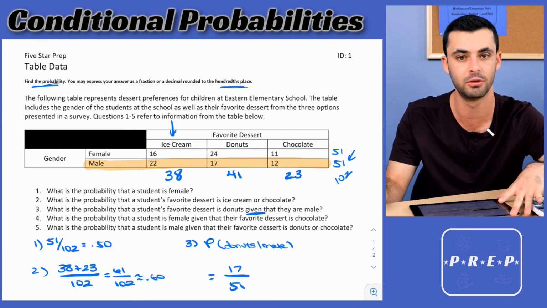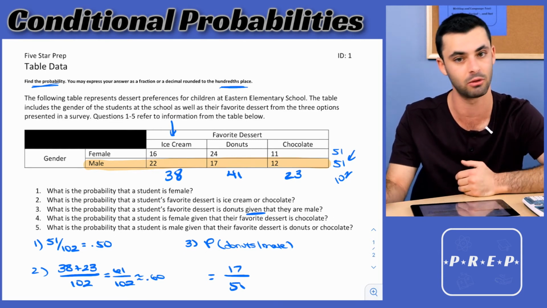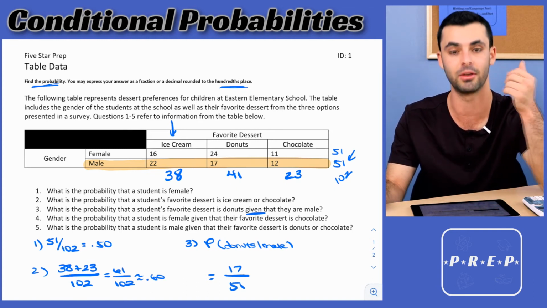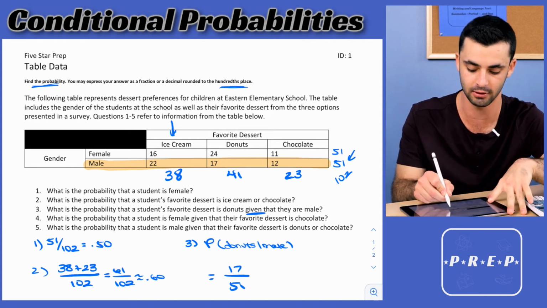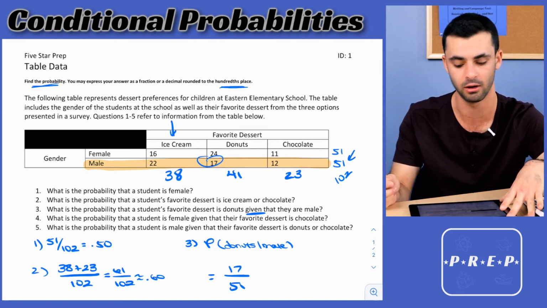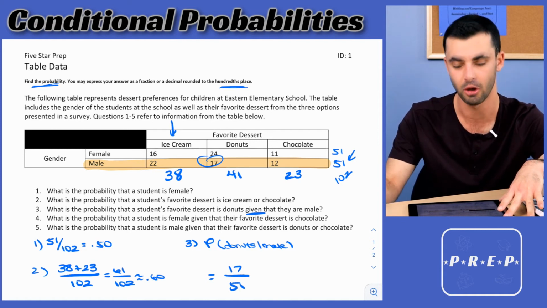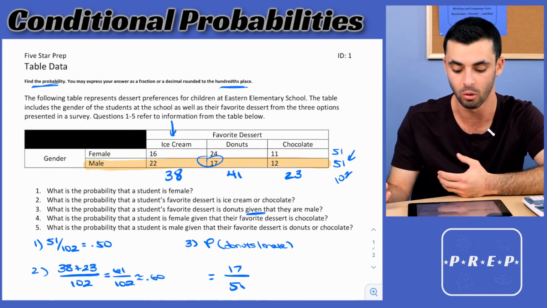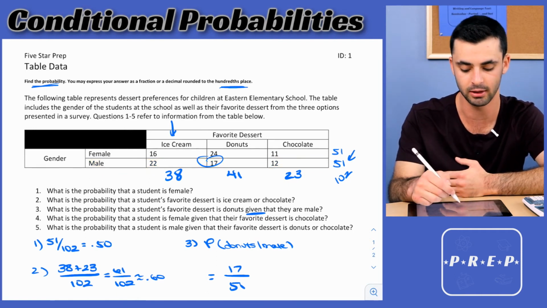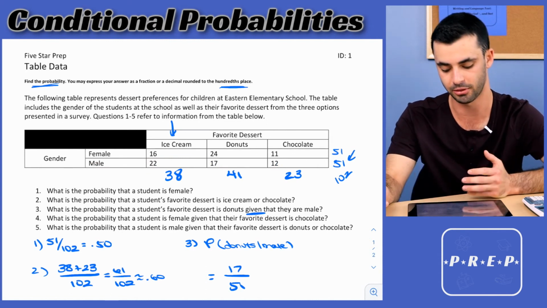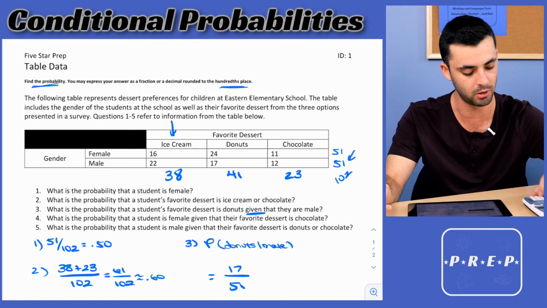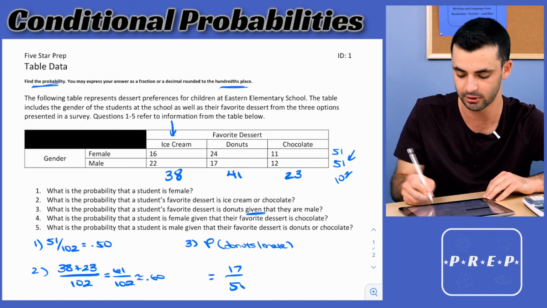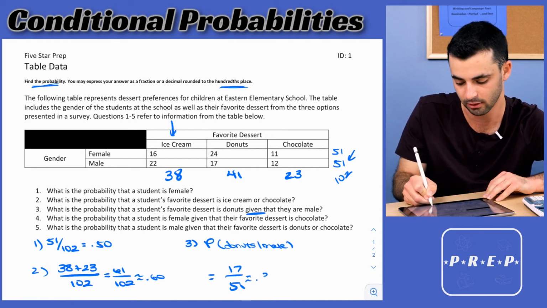But if we think back to that formula, probability of A given B equals probability of A and B over the probability of B, well, the probability of A and B is that they're male and they like donuts. And that is this intersection right here, or 17. That's our numerator. And then our denominator is just the probability that they're males, or 51. So you can think about it either way, really just focusing on the table itself or taking into account the formula, but either approach will work. So 3 here is 17 over 51, which when I plug that into my calculator, I get exactly 1/3, or 0.33. So 17 over 51 is approximately 0.33.